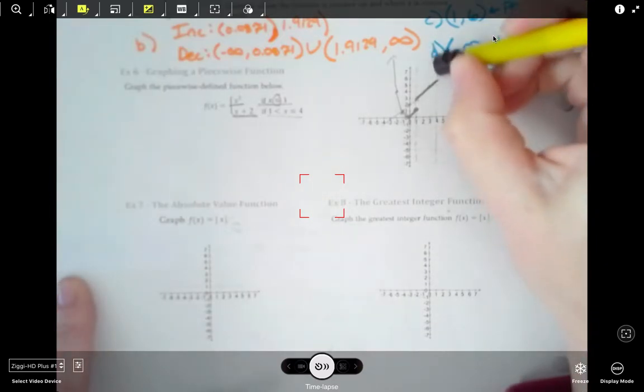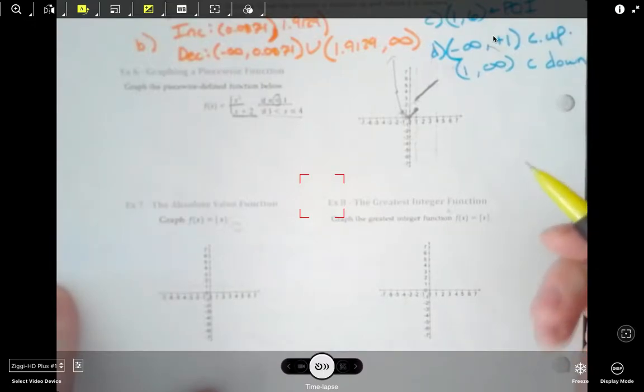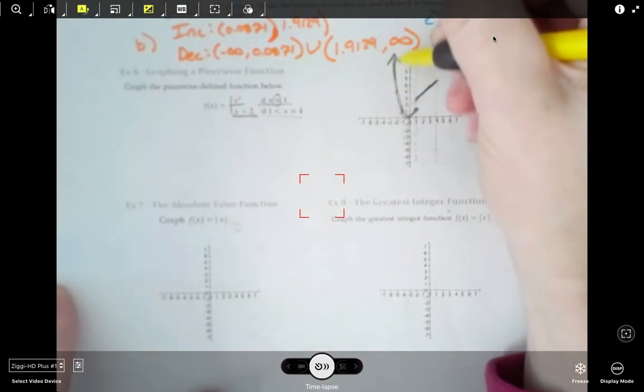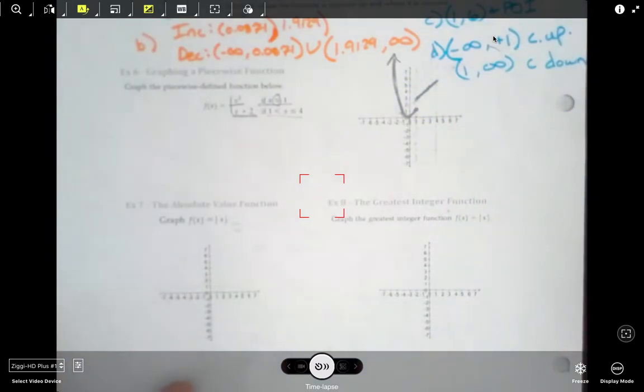So I'm going to erase this guy. I'm going to erase this guy. And that's what our function looks like. He's going to go on forever this direction. He's going to be dark here. And he's going to go like this. Now, there's one thing I'm forgetting.